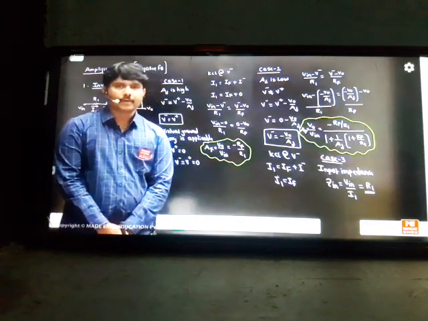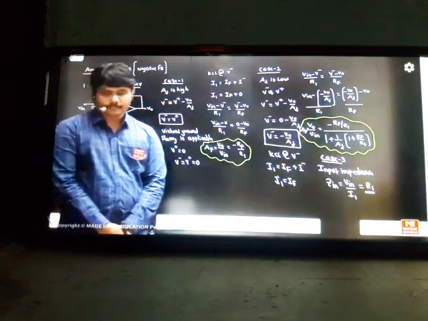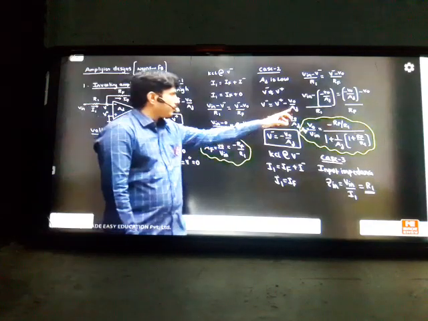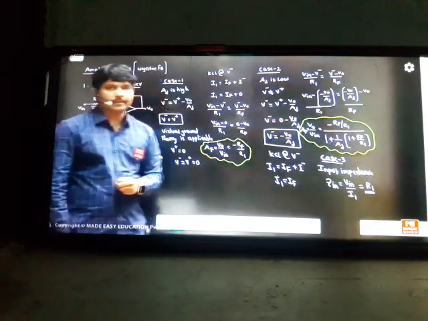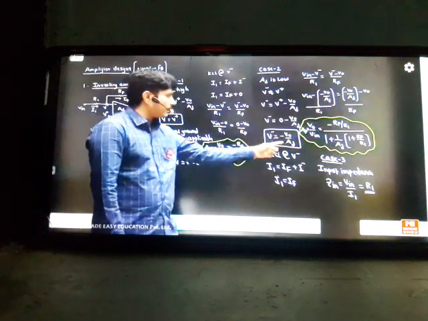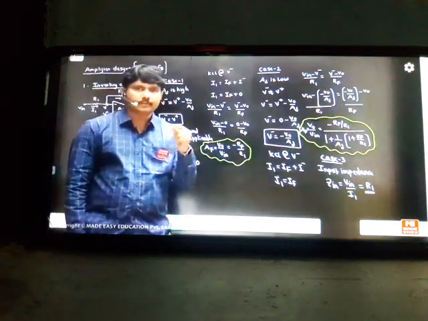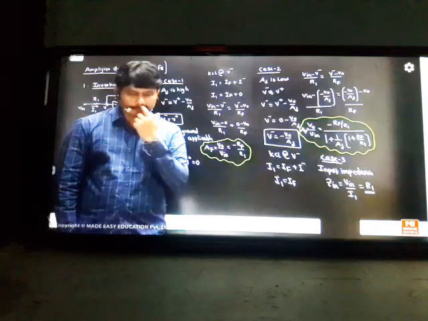Shovik asks, if AD is very low, how can you say that V minus is infinite? If AD is low, we have taken this quantity into account, then V minus is equal to V plus. According to our problem, V plus is 0, as we have taken ground. AD being low means you should not take 0 here, but very close to 0 values.